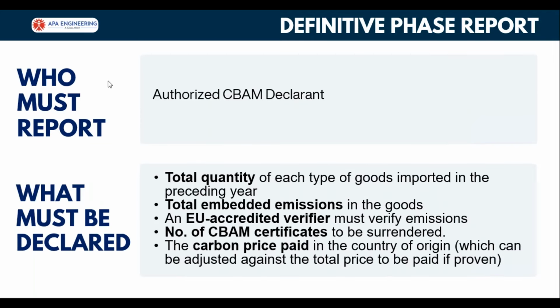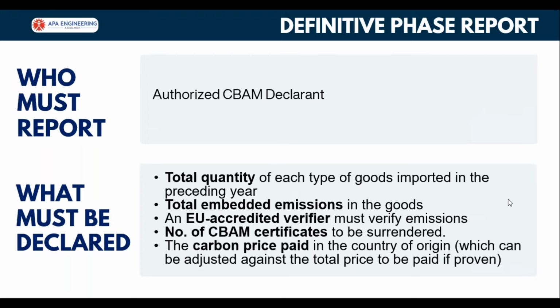Moving over. And just to give an idea about the definitive phase, this information is in, but the rest of the session will be on the transitional phase only. So we have who must be reporting during the definitive phase, that is from 2026 onwards. It's going to be the authorized CBAM declarant, and here you will declare the total quantity, which is the same as in the transitional phase. Then you have to give your total embedded emissions. Then an accredited EU verifier must be able to verify all the emission information that you give. So that is very important in the definitive phase.